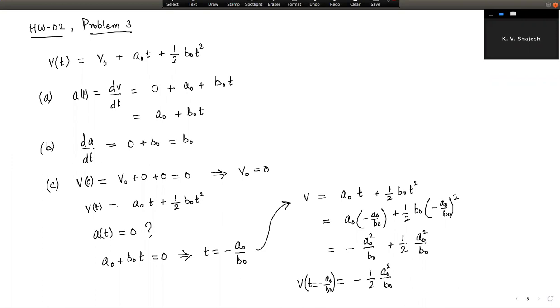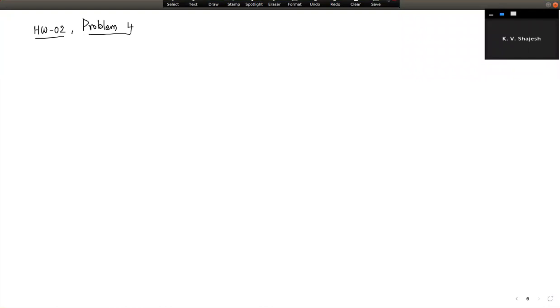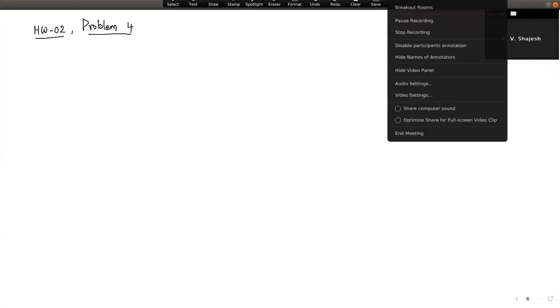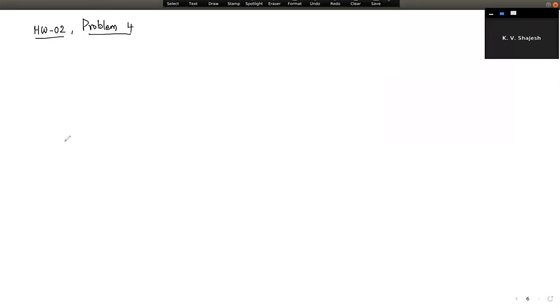Let me pause again. This is problem 4 in homework 2. And the problem says, while standing on a 50-meter tall building. So let me draw the 50-meter tall building. That's your building. It's not really vertical, but it's assumed to be vertical there. So that's the ground. That's a 50-meter tall building.